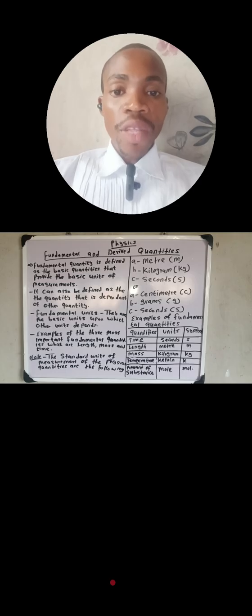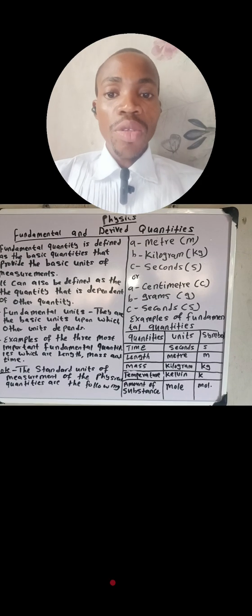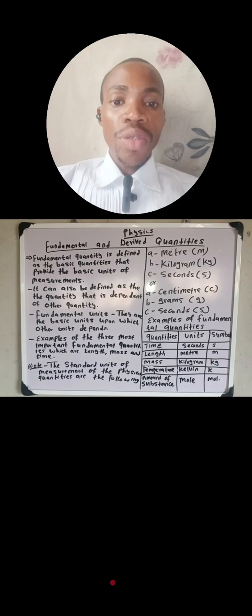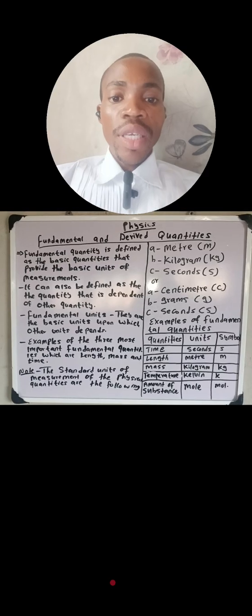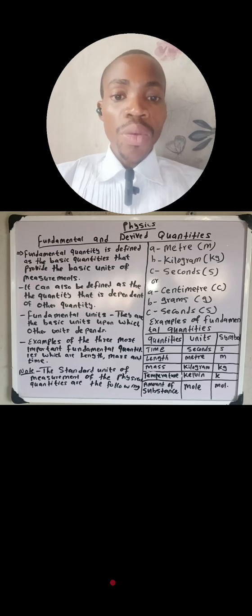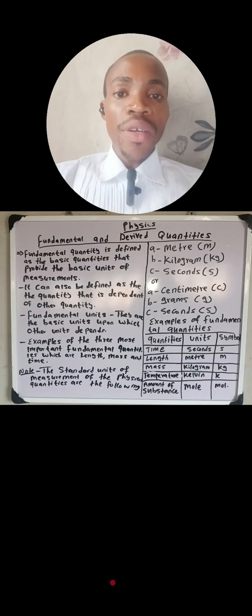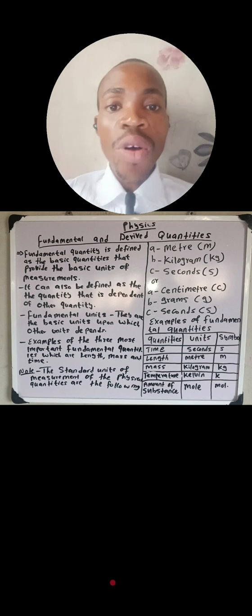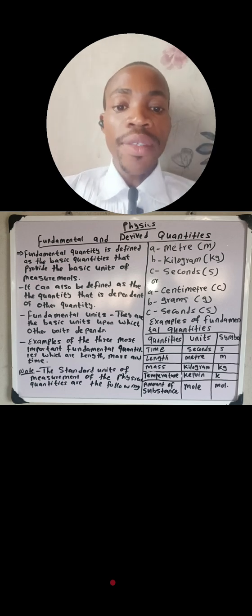We have many examples of fundamental quantities. If you watch from the note, you see plenty of them. Now we have one, time, and the SI unit of time is seconds. We have length. The SI unit of length is meter. We have mass. The SI unit of mass is kilogram. We have temperature. The SI unit of temperature is what? Kelvin. We have amount of substance. The SI unit of amount of substance is mole.